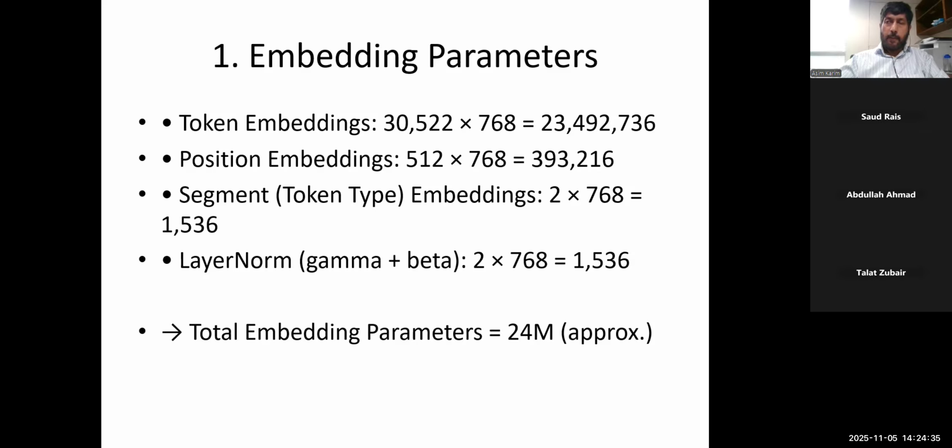ठीक है? सो टोकन एम्बेडिंग्स, हमारे पास कितने टोकन थे इस मॉडल में? ओवर 30,000. एंड ईच टोकन का साइज, जो एम्बेडिंग का साइज, जो मॉडल साइज है वो 768 है. So basically we'll have to multiply the vocabulary size by 768 and that would be the token embedding.